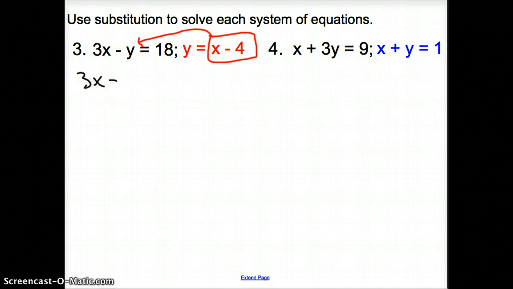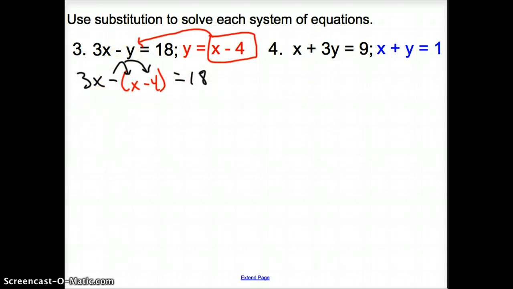So I copy down my equation, 3x minus, and now instead of y, I'm going to write x minus 4, because that y now comes out of my equation because I subbed in x minus 4 for y, so that equals 18. Once you do that, you just have to solve the equation.